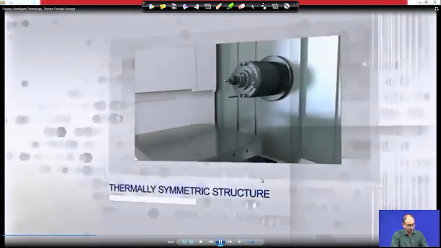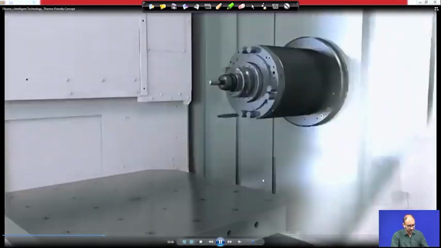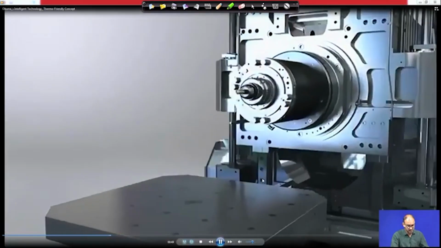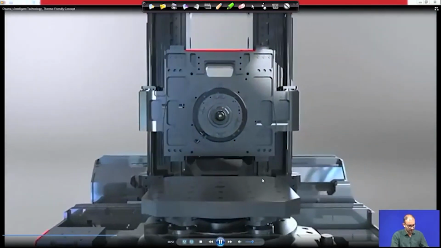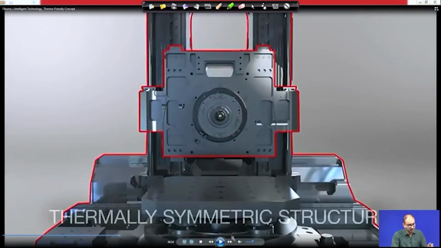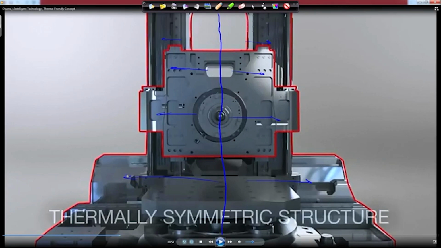Intelligent machine construction. So, how you are constructing your machine is important here. Right. If you draw one particular line from here, you see that both sides are symmetric in this case. What is the advantage? Even if there is thermal deformation or thermal expansion, this particular thing will expand in all the directions. So, whatever the location of this particular spindle is, it will not be changed. So, that is the advantage of a thermally symmetric structure.